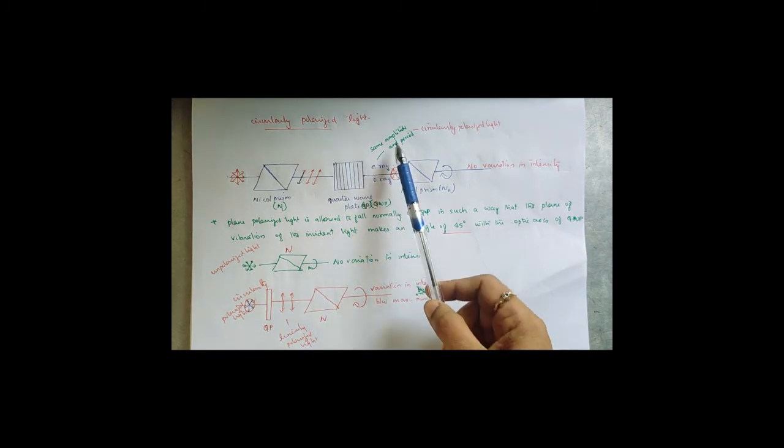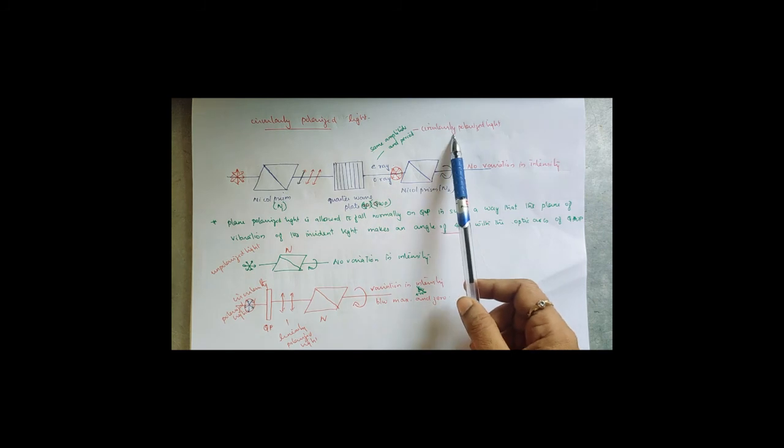Now it is simple to produce the circularly polarized light. It is just the same as the elliptically polarized light. Unpolarized light is incident on the Nicol prism. Definitely plane polarized light emerges out of the crystal, and it is allowed to fall on the quarter wave plate, making an angle of 45 degrees with the optic axis of the quarter wave plate. What happens? We will get ordinary ray and extraordinary ray with the same amplitude and period. So we will get circularly polarized light.